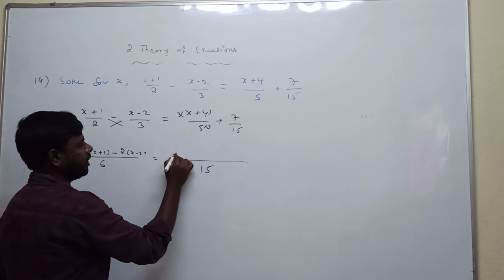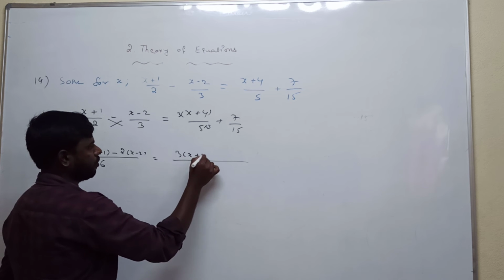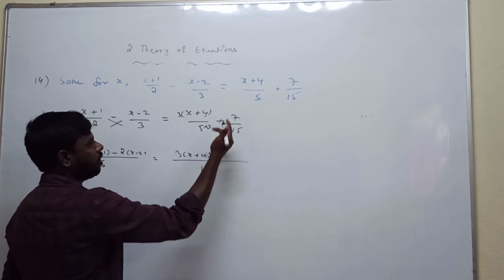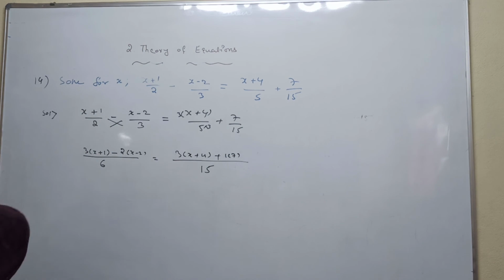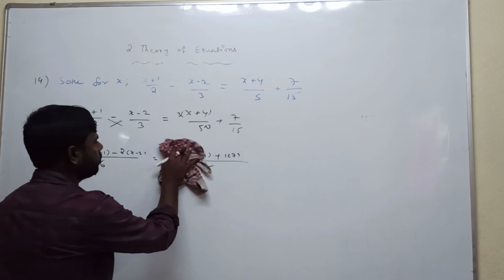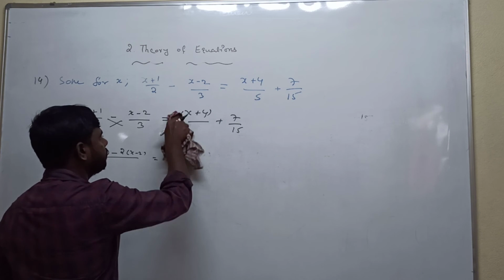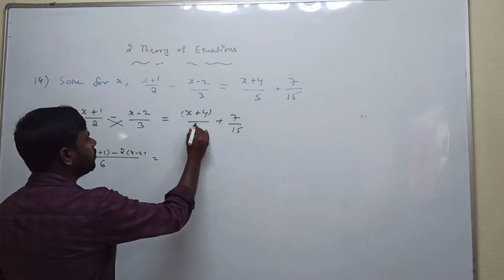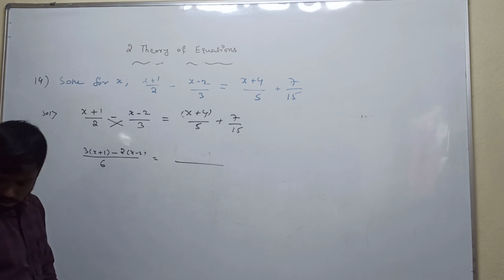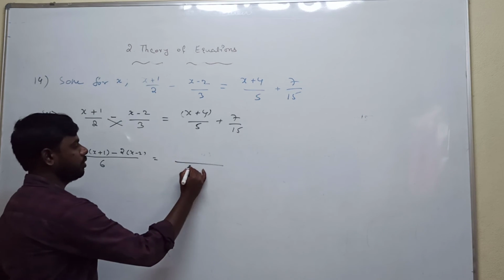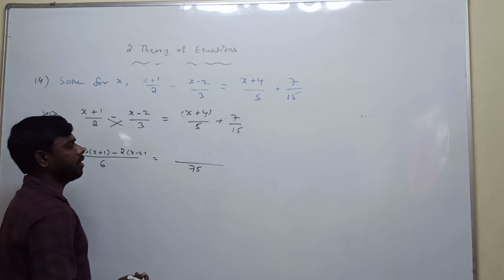So 3 into x plus 4. Our 15 is there, only product with 1, so 1 into 7 is 7. Suppose you don't know the LCM, then you multiply the denominators. What is 15 into 5? 75. If you don't know the LCM, you should take 75.